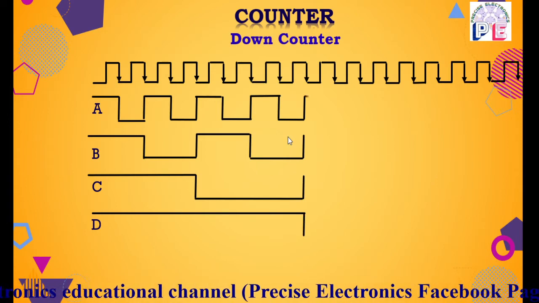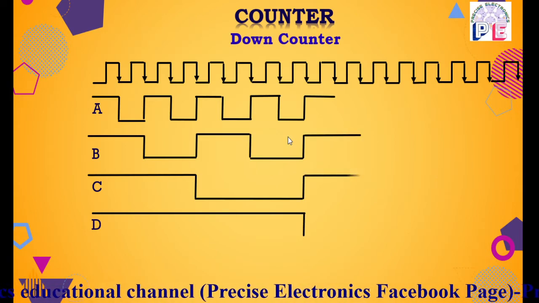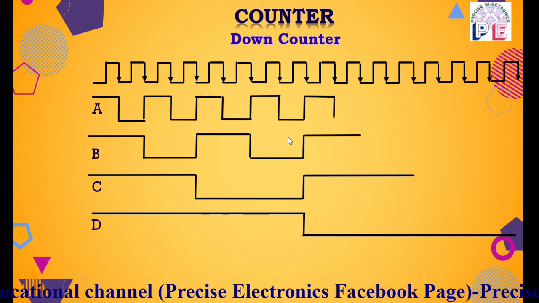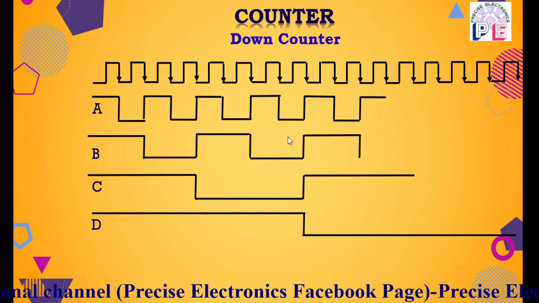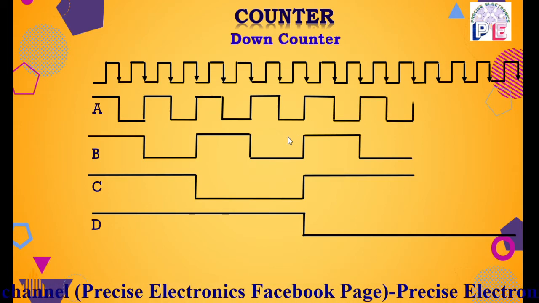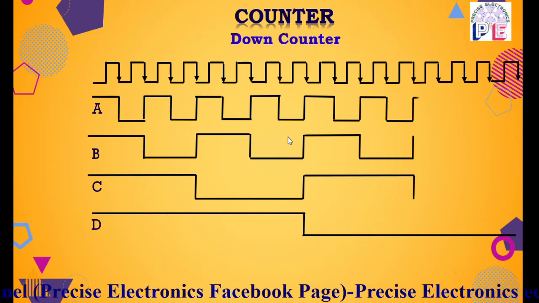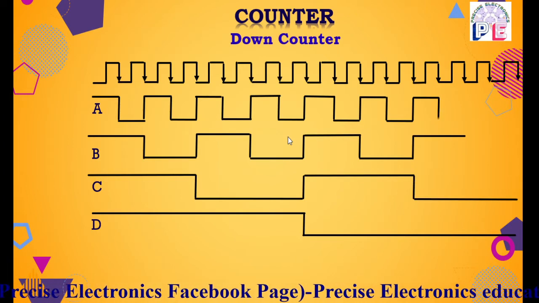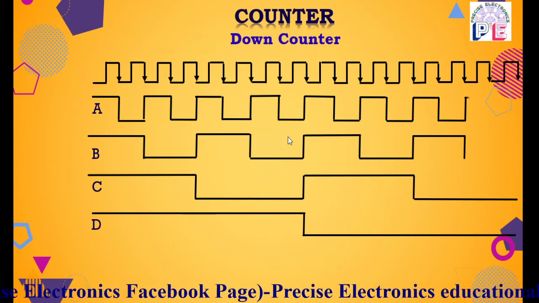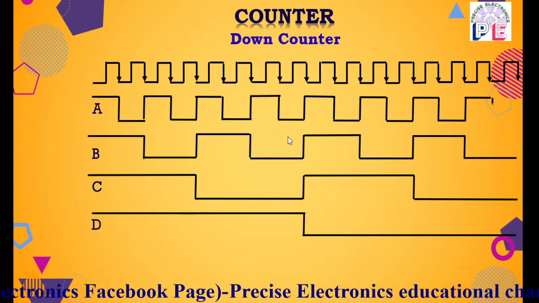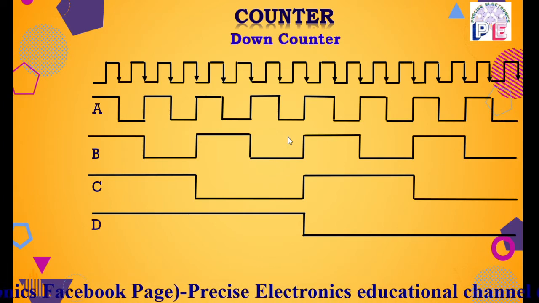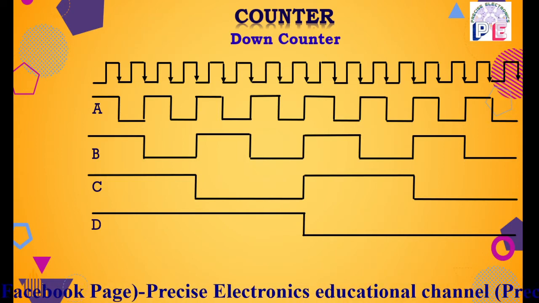So the transition of the next flip-flop appears. So the C flip-flop changes its state when the B flip-flop changes its state from 0 to 1, while the D flip-flop changes its state when the C flip-flop changes its state from 0 to 1. That means a flip-flop changes state only when the previous flip-flop goes into set mode. So this process continues.